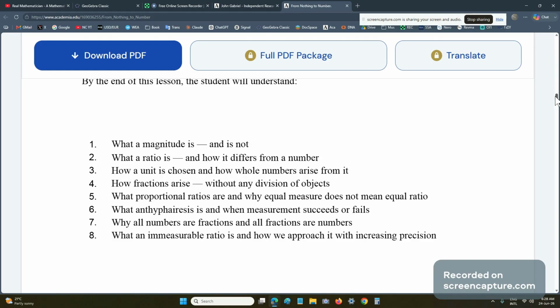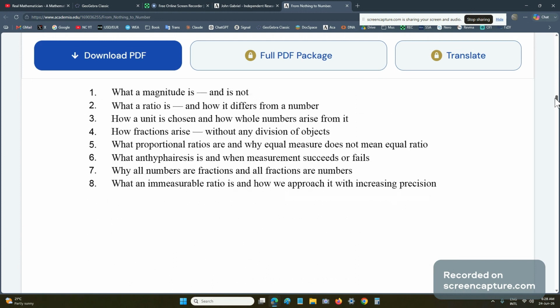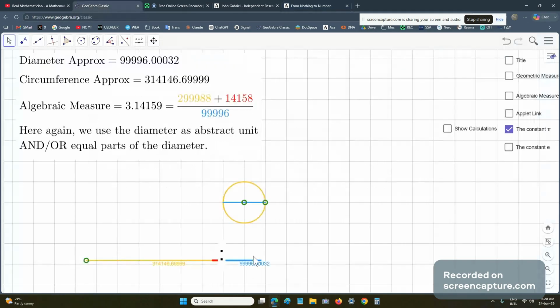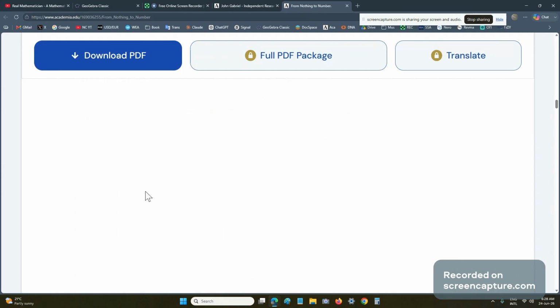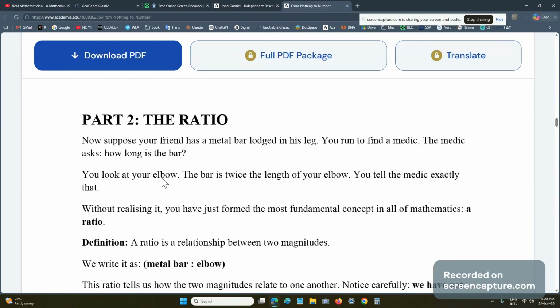What a magnitude is, what a ratio is, how a unit is chosen, how whole numbers arise from it, how fractions arise without division of objects. Did you see me divide anything in here? I didn't divide anything, right? And what proportional ratios are, what antithesis is, and why all numbers are fractions and all fractions are numbers, and finally, immeasurable ratios. So in this article, I explain all these things.